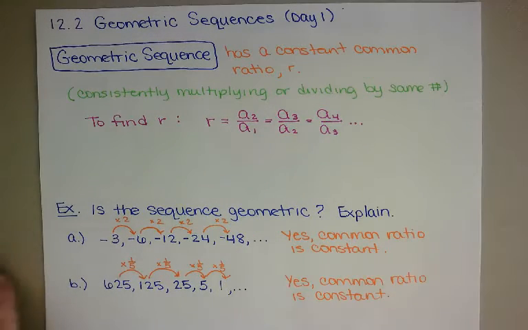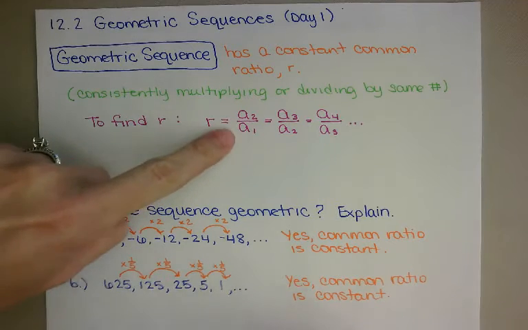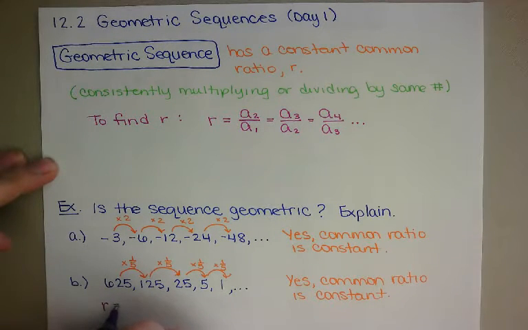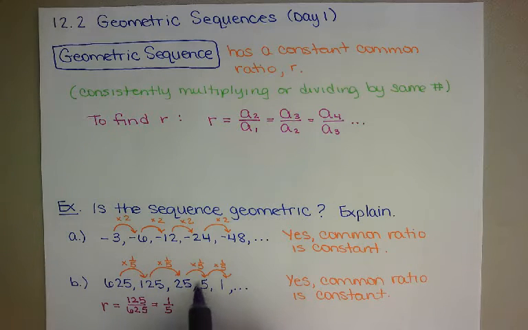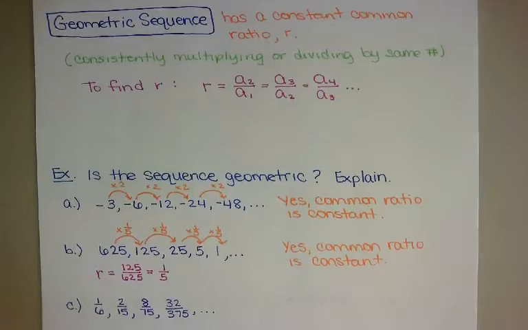Now remember that I said that if you don't know how to figure out the R, you could also take 125 and divide it by its previous number, which is 625. And that's going to simplify down to 1/5. Or if you would have taken 5 and divided it by 25, you would have gotten 1/5 as well.